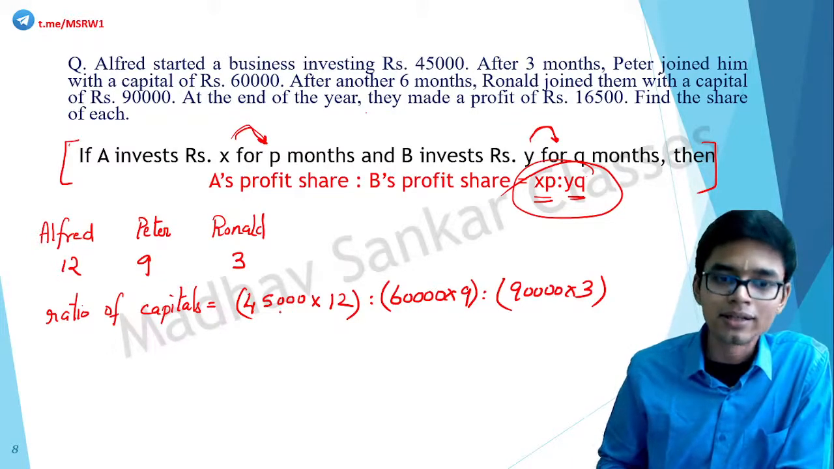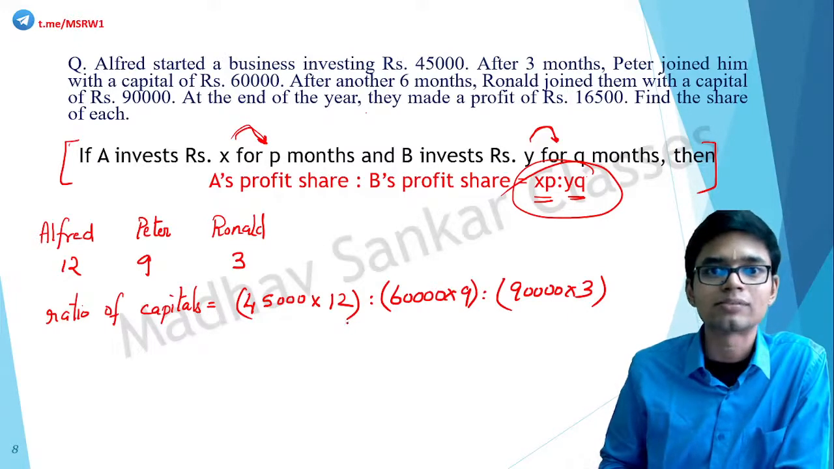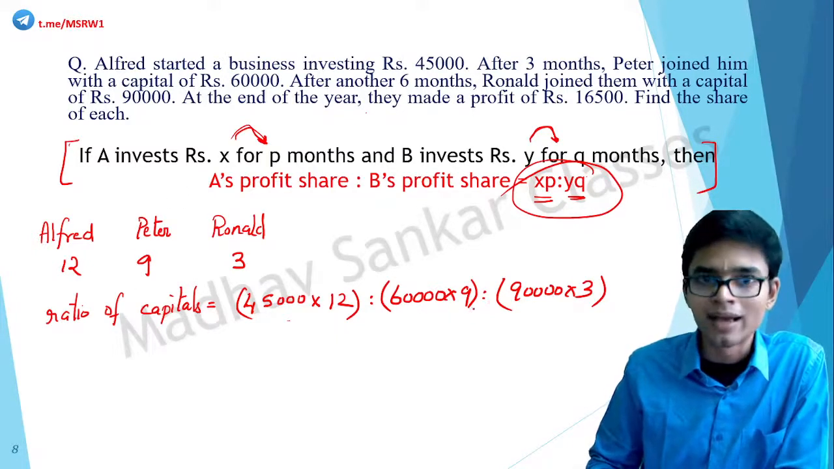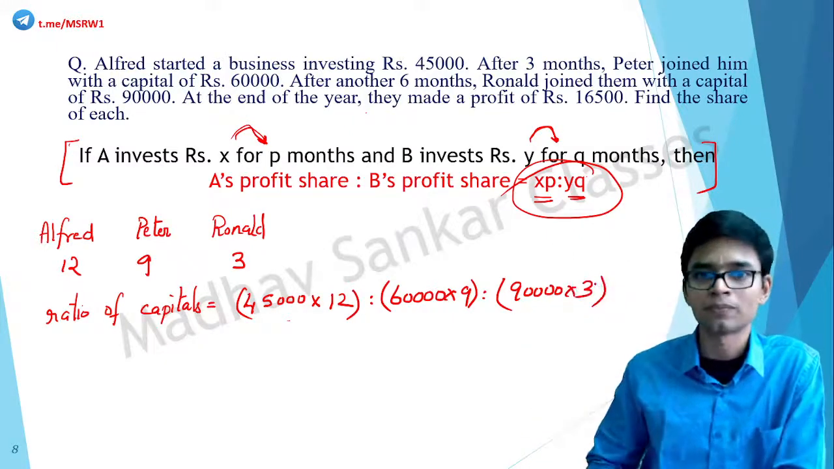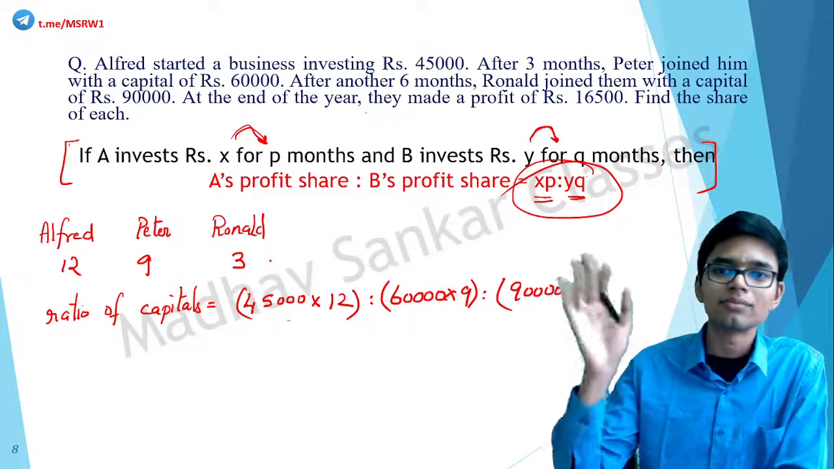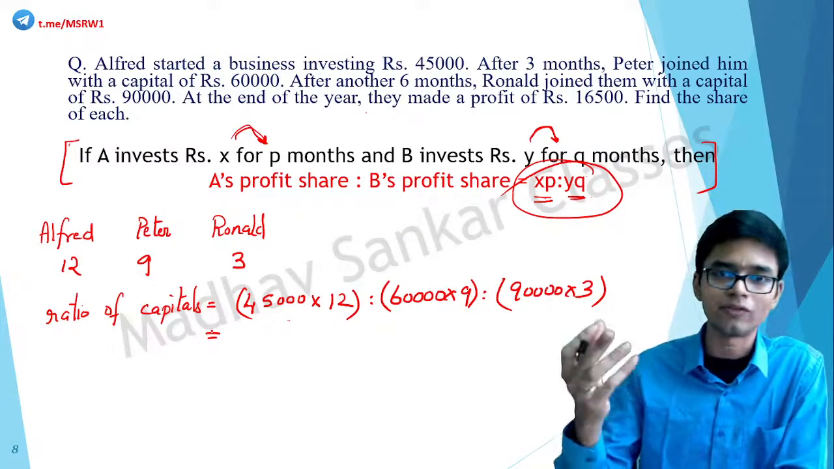Ratio of capital means the amount invested into the time period in which the investment was made. So Alfred invested 45,000 rupees for a period of 12 months. So 45 into 12. Peter invested 60,000 rupees for a period of 9 months. So 60,000 into 9. And Ronald invested 90,000 rupees for a period of 3 months. So it is 90,000 into 3. So this is known as the ratio of capitals. You factor in the time also. XP is to YQ. That is the method. Now, the usual. Find the smallest ratio and divide the final amount with the respective ratio.